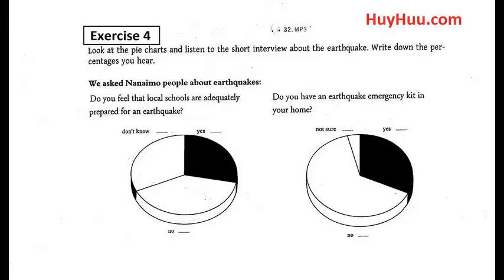28% said yes. 32% of people said that they didn't know. 40% said no. The second question was, do you have an earthquake emergency kit in your home? 32% said yes. 4% said that they were not sure. 64% said no.